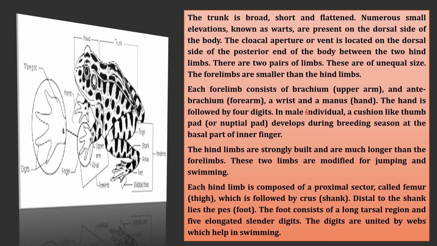Next one, a wrist and a manus or hand. This is the wrist. And this portion with fingers is manus or hand. So there are four parts in forelimbs. This is upper arm or brachium. This is forearm or antebrachium. This is wrist and the finger portion is manus or hand. Hope you have understood.